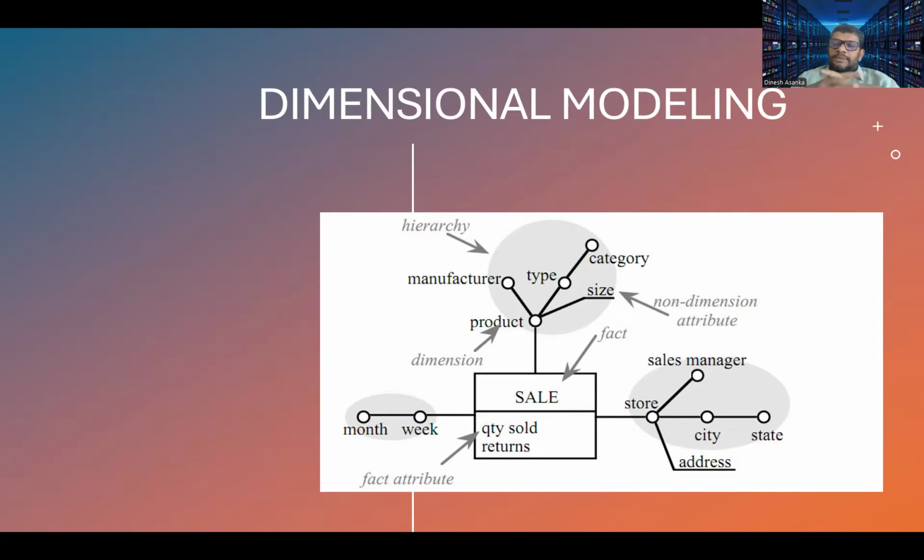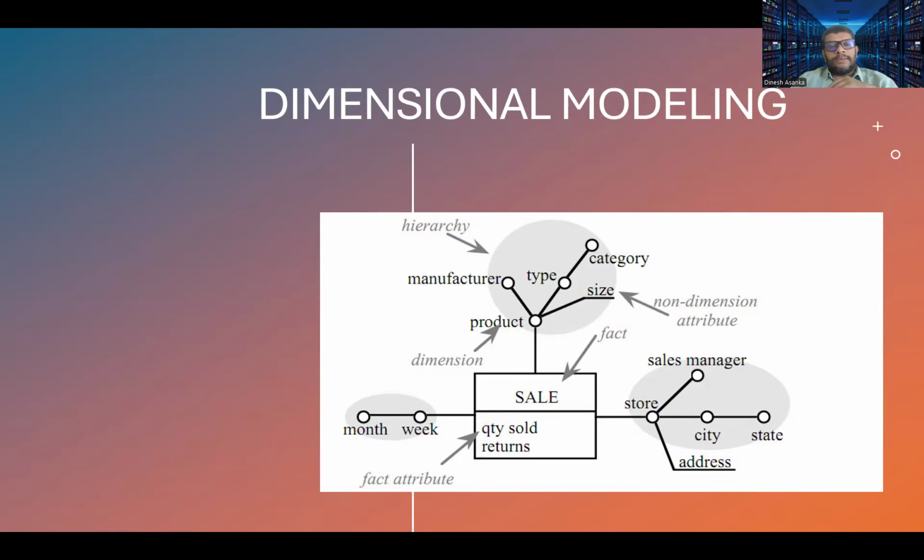Welcome to the first dimensional modeling lecture. We have looked at why a data warehouse is needed, what the difference is between a data warehouse and a standard OLTP system, and also how requirement elicitation is different from a standard project. So now we are stepping into our first designing and modeling aspect of data warehousing.